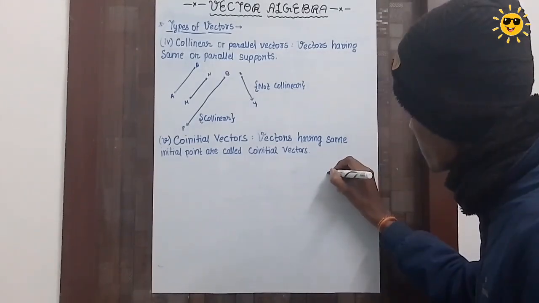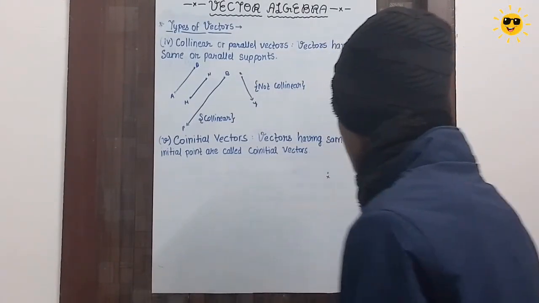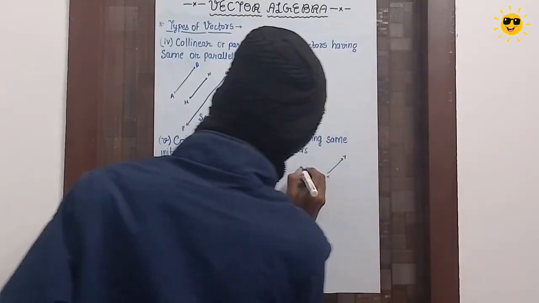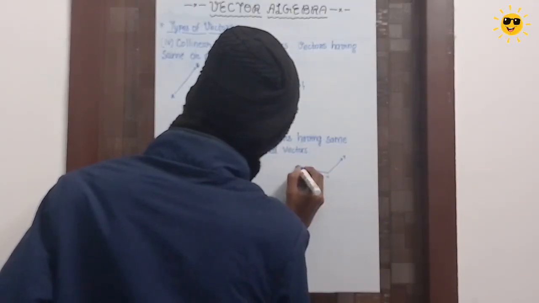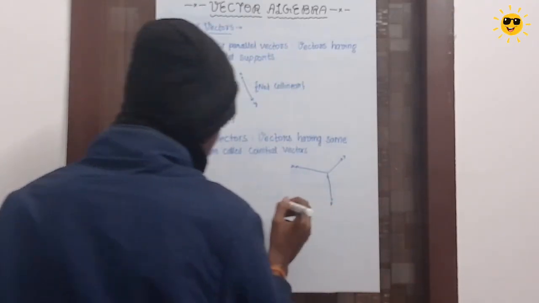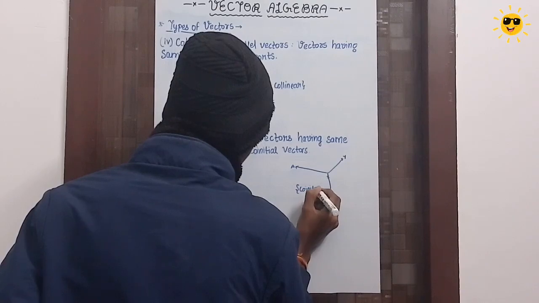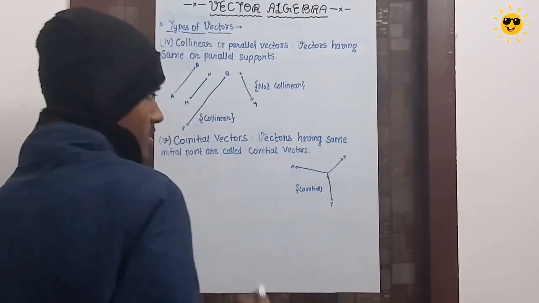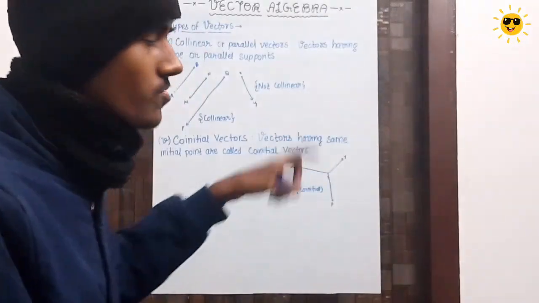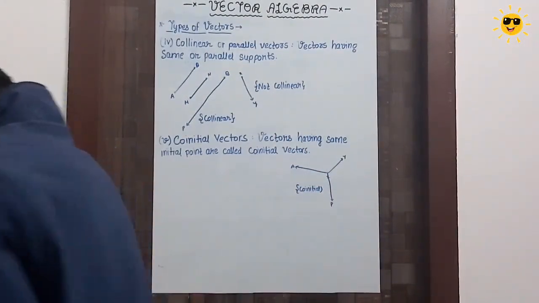Suppose this is a point here. Let's say this one is X. Now XY, XA, XB. They are all co-initial. Why? Because the AX vector, XY vector, XB vector have the same initial point, which is X. Thus they are co-initial vectors. As simple as you can see.